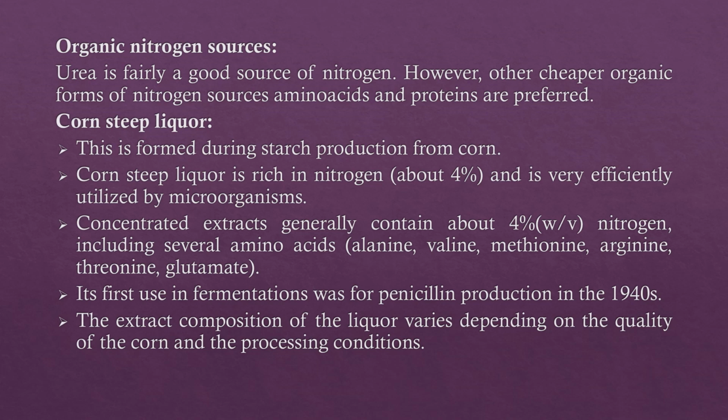Corn steep liquor. This is formed during starch production from corn. Corn steep liquor is rich in nitrogen and is very efficiently utilized by microorganisms. Concentrated extracts generally contain about 4% nitrogen, including several amino acids. Its first use in fermentation was for penicillin production in the 1940s. The composition of the liquor varies depending on the quality of the corn and processing conditions.